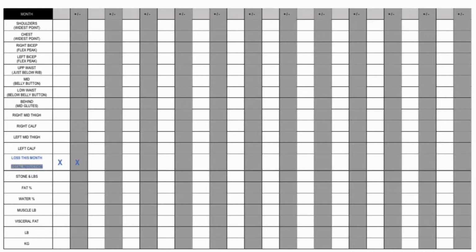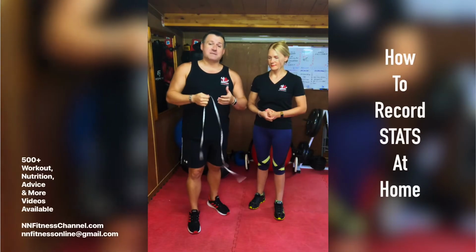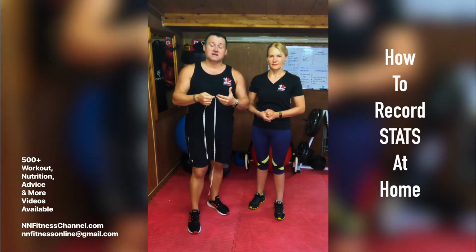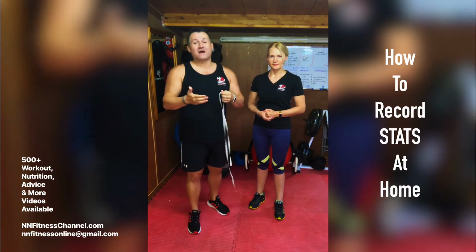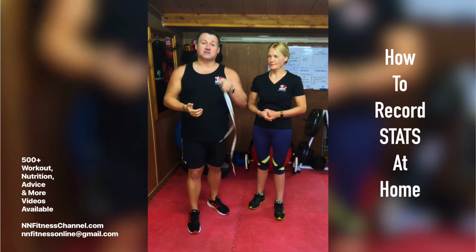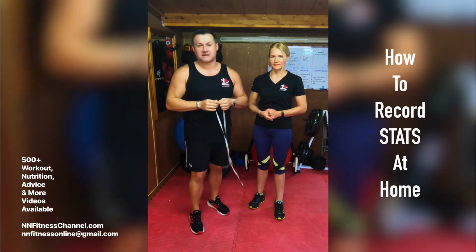The second half of the sheet is doing measurements using a measuring tape. When you do these, there are specific places that you should be measuring, and the measurements we're doing today are the ones that we use. Obviously, you can add extra ones yourself, but these are the ones we think are most important. I recommend getting the same person to measure you each time, so they're putting the tape in the same places. It's also helpful to have a third person with you so they can write down as you measure. It saves a lot of time. That's just a bonus tip for you.